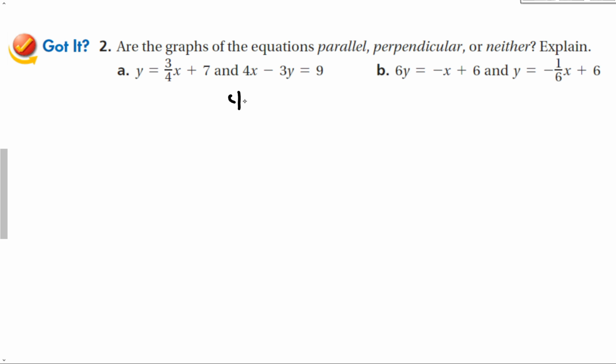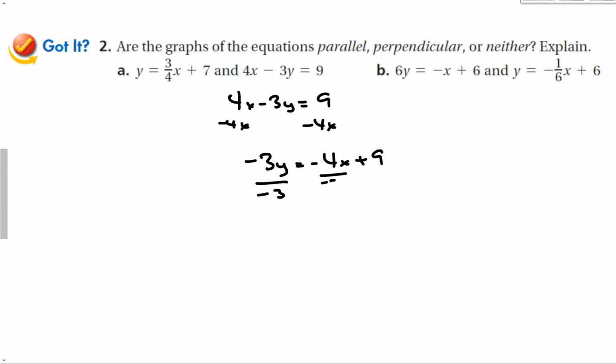So let's change this one. 4x minus 3y equals 9. Got to get y by itself. So subtract 4x from both sides. That's -3y is equal to -4x plus 9. Divide out the -3. That gives me y is equal to 4/3x minus 3. Compare the two slopes, that one and that one. They are reciprocals of each other, but not opposite reciprocals of each other. So these two lines are neither. Okay, they do cross because they're not parallel. They just don't cross at a right angle.